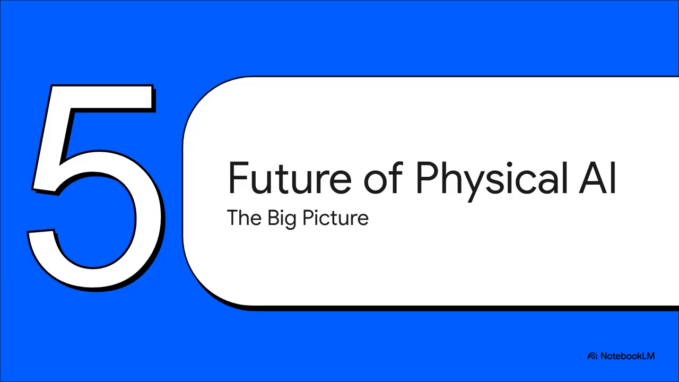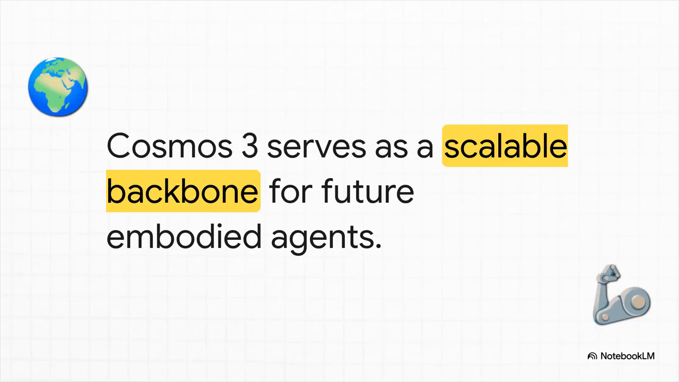Let's wrap things up with Section 5, the future of physical AI, the big picture. If you take one thing away from this explainer, make it this. Cosmos 3 serves as a scalable, general-purpose backbone for future embodied agents. This isn't just another neat software tool. It's designed to be the foundational brain for physical robots.